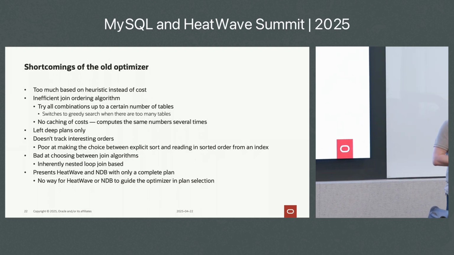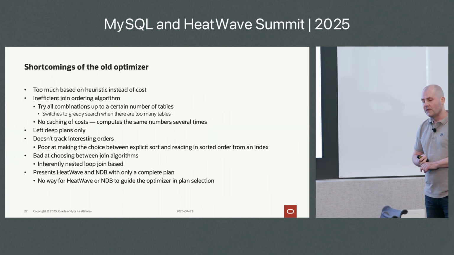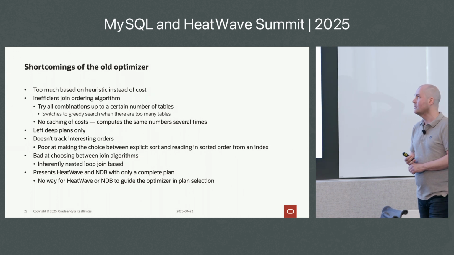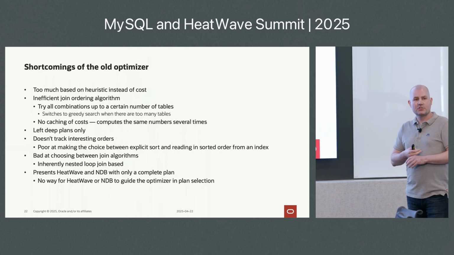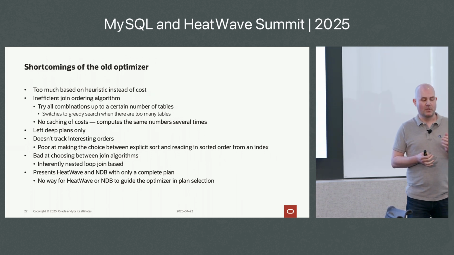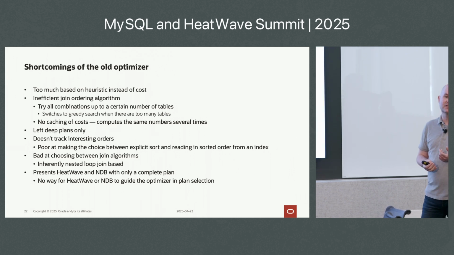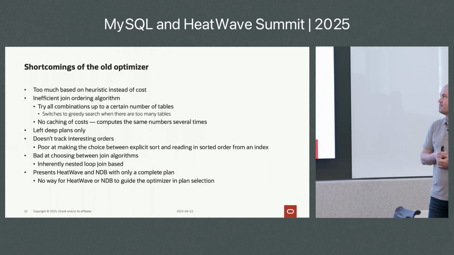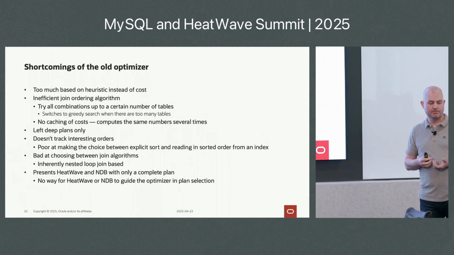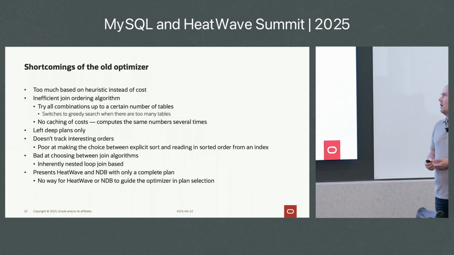The old optimizer has served us for 30 years now. It's served us well. It's amazingly good at what it does. But it's showing signs of age. It's too simplistic. It's too much based on heuristics instead of cost models. It has an inefficient join ordering algorithm. It spends too much time calculating costs because it repeats the same calculations.